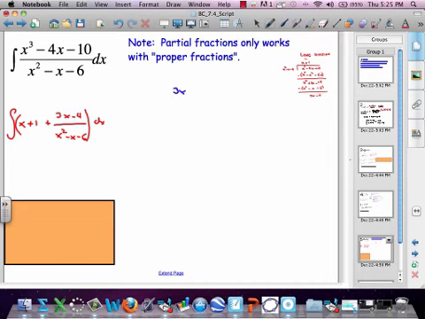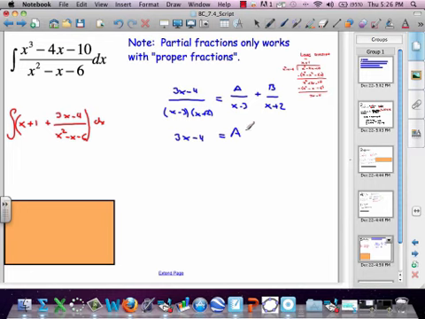3x minus 4 over, now if we factor the denominator, we're going to get x minus 3 and x plus 2. So we know that that's going to be equal to some number a over x minus 3 plus some other number, b, over x plus 2. Okay, and then using as many shortcuts as possible here, 3x minus 4 would be equal to the new numerator that I would get when I add these two fractions. What's that going to look like? a times x plus 2 plus b times x minus 3.